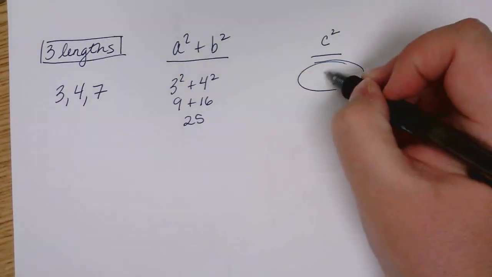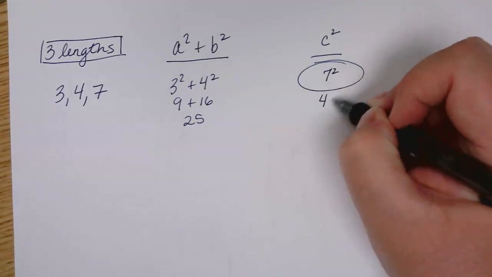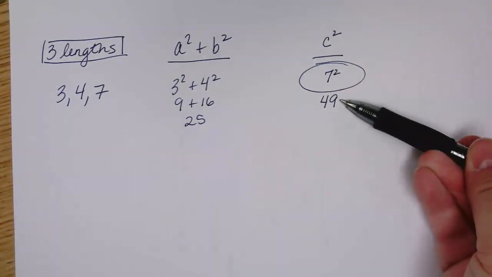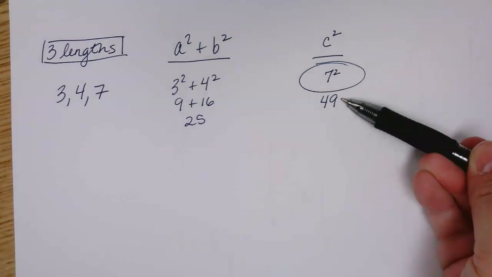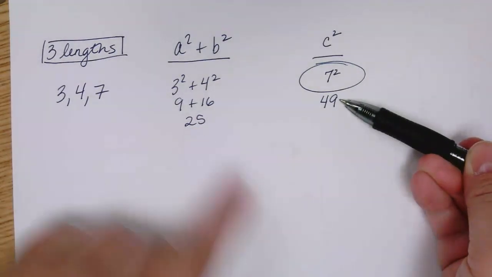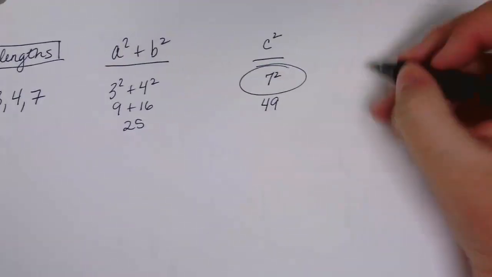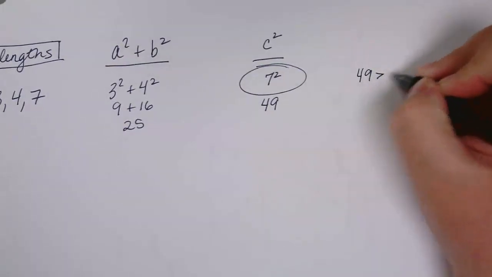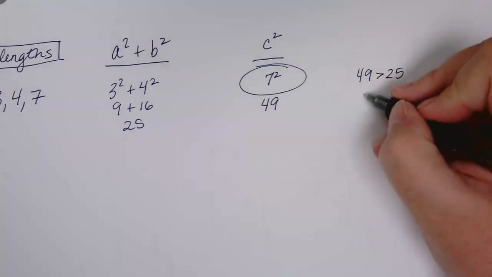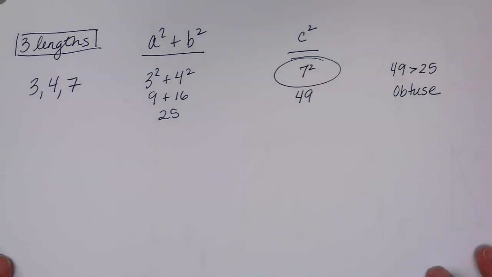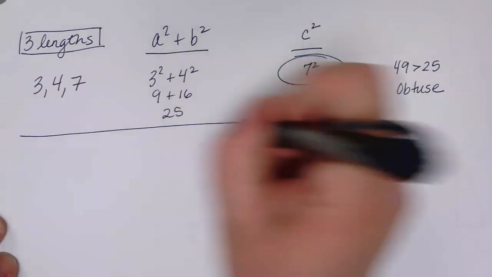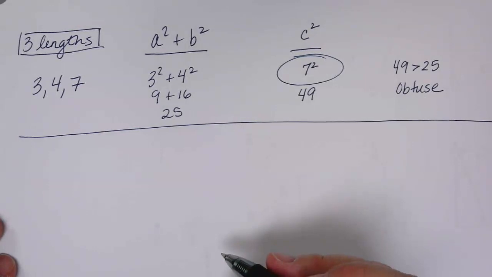Then I'm going to come over here and I'm going to say, let's do c squared, and I'm going to figure out what that is. And then I'm going to look at this number to decide. If this number is bigger than this number, which it is, obtuse. If this number was smaller, it would be acute. If this number is the same, it would be right. So because 49 is bigger, c squared is bigger, this is an obtuse triangle. So do everything based on whether c squared is bigger, smaller, or the same as a squared plus b squared.